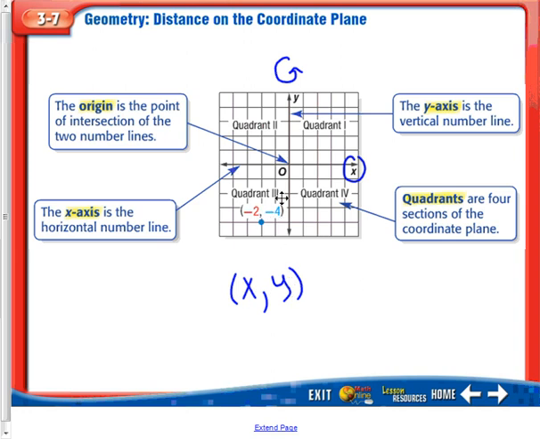So -2, -4 means that you start at the origin. The origin is called the point, we would say 0, 0. You start at the origin, you go left 1, 2, down 1, 2, 3, 4. So that's -2, -4.